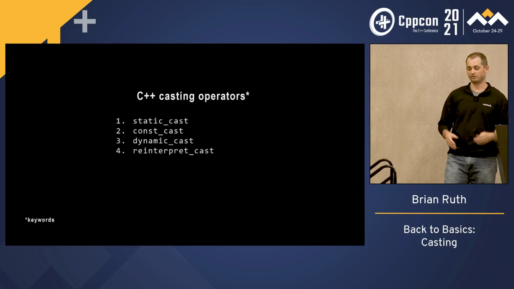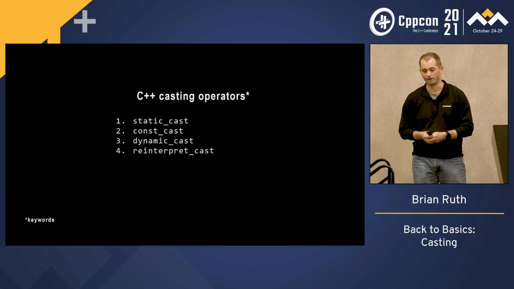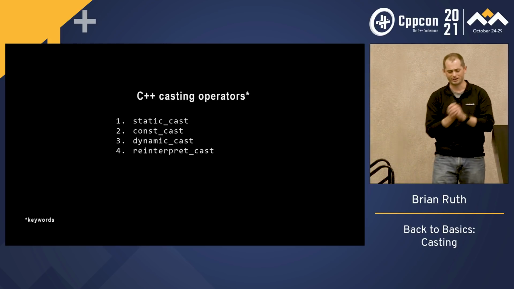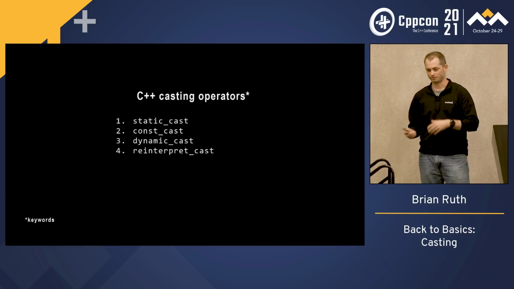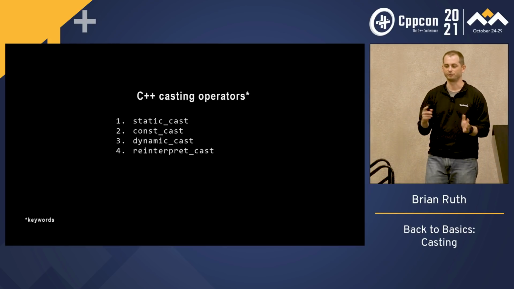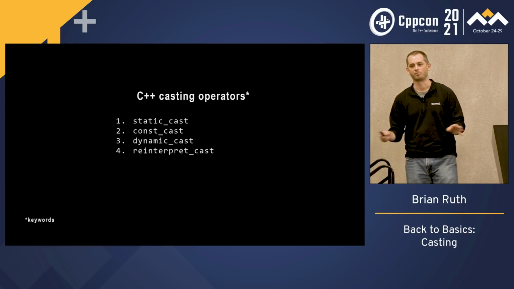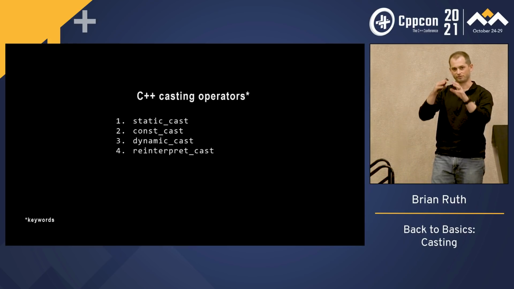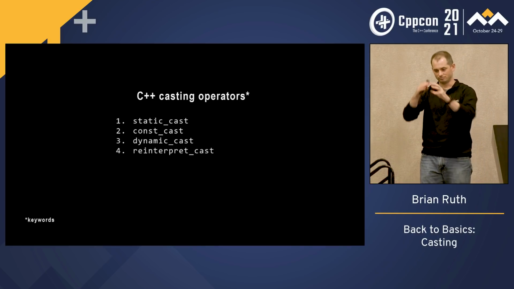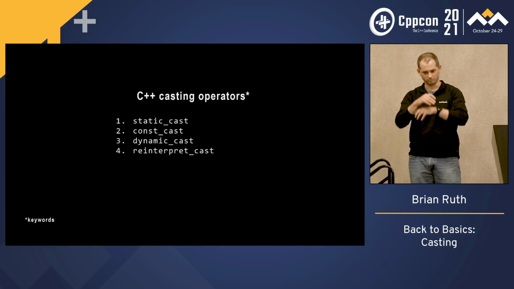So C++ has these 4 casting operators. And they're called operators, but they're actually keywords. So these are keywords in the language. There's no header that includes them or anything like that, but they're considered operators, but they do not participate in operator precedence, because their syntax, just by design, doesn't need it.